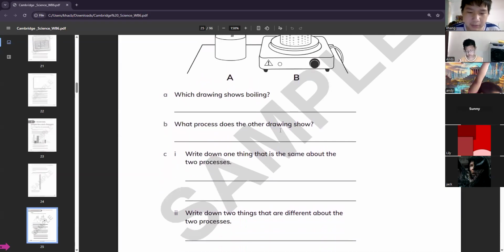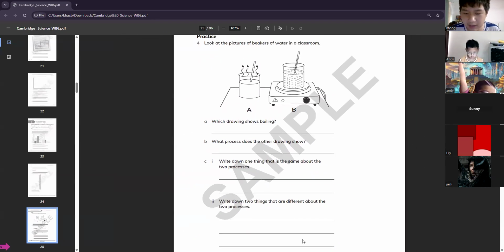Now, can anybody tell me what is the one thing that could be the same about both processes? Anyone? Water evaporates. Both do lead out water vapor. Yes, that is true.